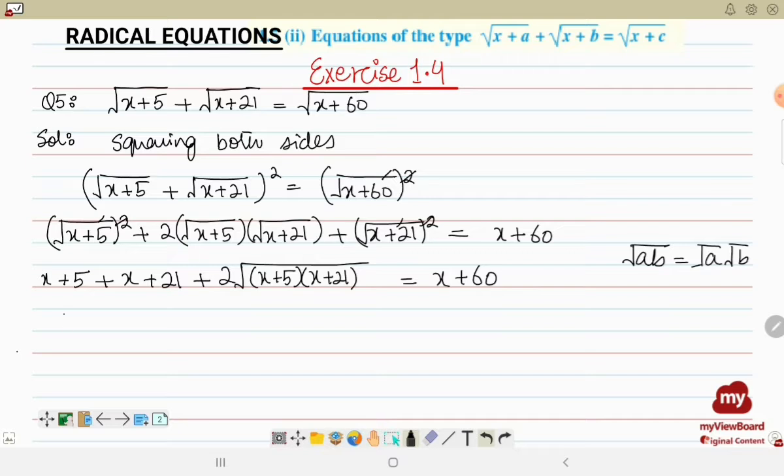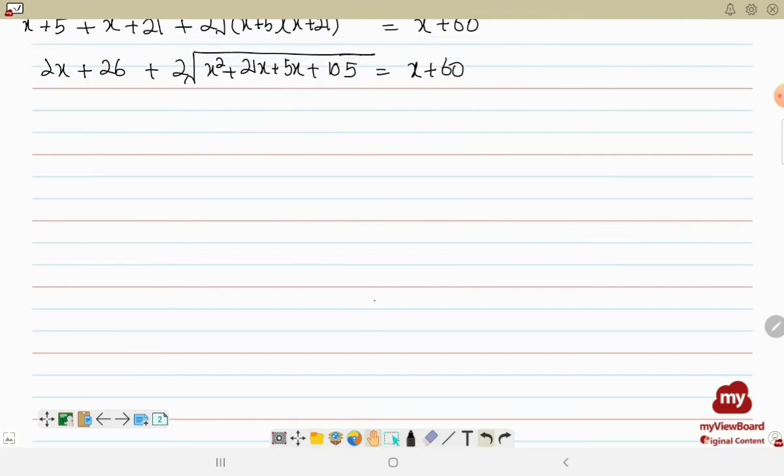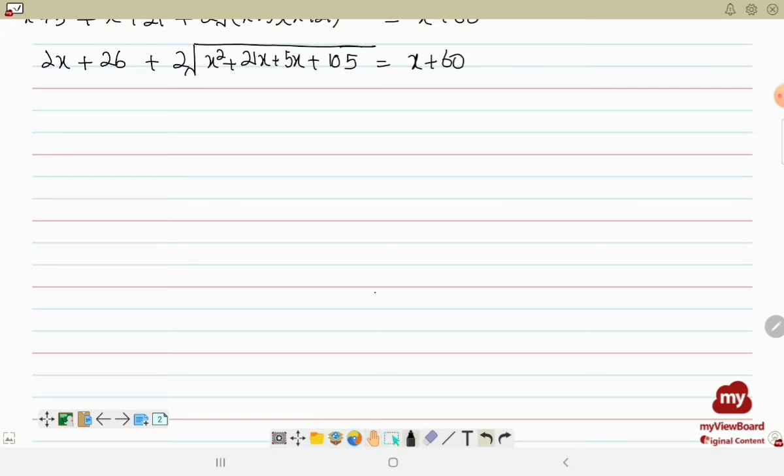Now x plus x becomes 2x, and 21 plus 5 becomes 26. And here we will multiply the two terms. Here we'll get x square plus 21x plus 5x, and here we have 105, and here we'll get this. Now we'll take the term without the radical sign to the other side, and we'll be left behind with just this term.